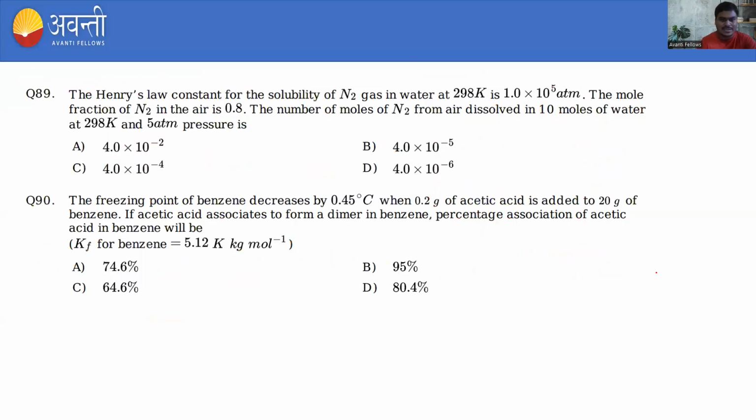So what is the correct option? That is 95, option B. So B is the correct answer for this, right? So this is how we can solve all these questions.